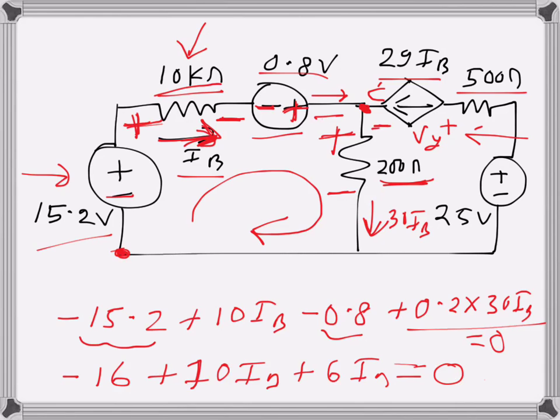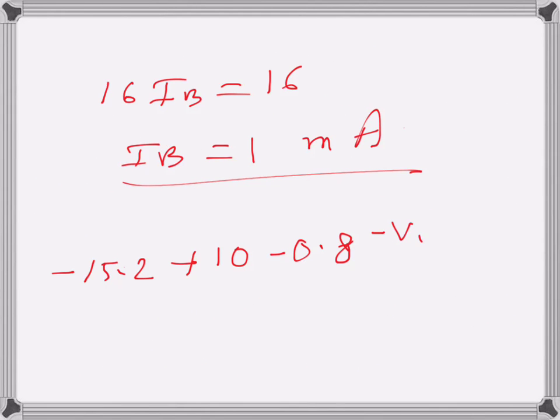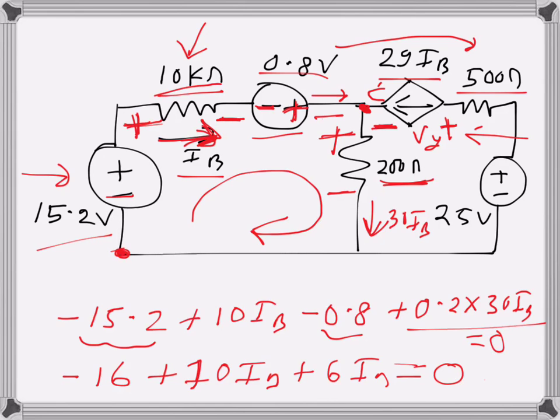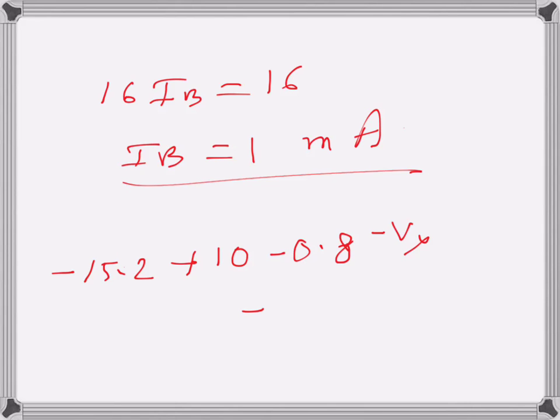Now I will go here, this is minus and plus Vy, and that is what we need to find out. Since we are going in the clockwise direction, Vy is a rise, so that will be negative. And then I have the 500 ohms. I have to remember I didn't put the drop sign across this resistance, so plus here, minus here, because the current is going in this direction. When we are going in this direction, we go from minus to plus, so that will be a rise, so that will be negative.